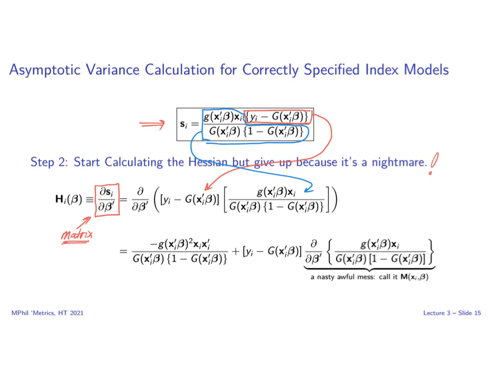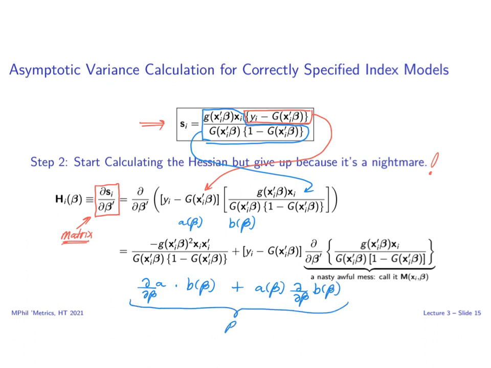I'm now going to use the product rule to start differentiating the expression in these parentheses. Right, so the first thing I need to do is differentiate the first factor and multiply it by the second. When I do that, I will obtain minus little g of x prime beta squared times x prime divided by big G of x prime beta times 1 minus big G of x prime beta.